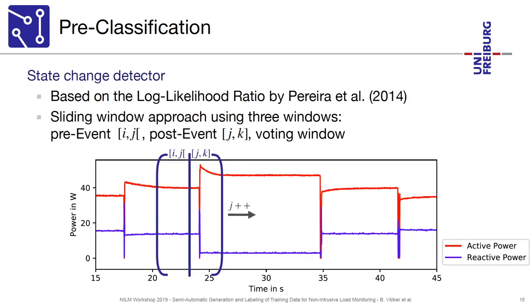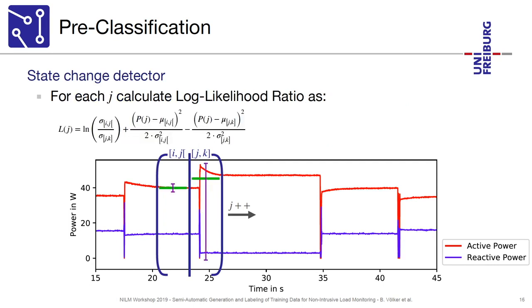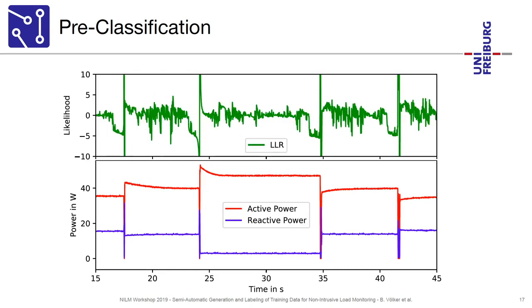So let's dive into the state change detector here. It is based on the log likelihood ratio by Pereira et al., basically using three windows: the pre-event window, the post-event window, and the voting window. As you can see here, the pre-event and post-event windows share the same J, so they can be put together into the event window, which you can then slide over the data. So you increment J, and then you calculate for each J the following formula. You calculate the mean value in the pre-event and the post-event window and also the variance, put it into the formula, and get a signal like this one, which is kind of noisy, but it shows some peaks where the state change occurs.